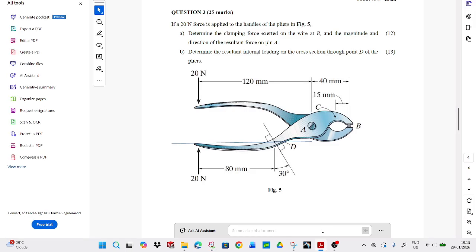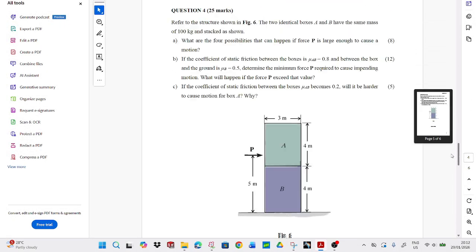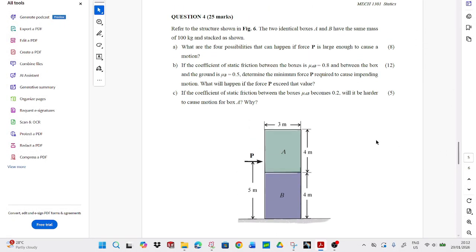Let me just double check. Okay, that's pretty much about it for question 3. We've already finished part 3, and as promised, we're going to part 4, the last part of the paper. So here's question 4. They asked us to refer to the structure shown in figure 6. Two identical boxes A and B have the same mass of 100 kilos and are stacked as shown.